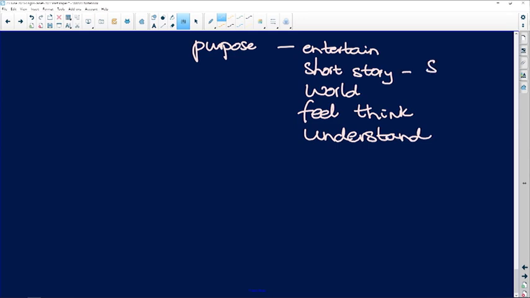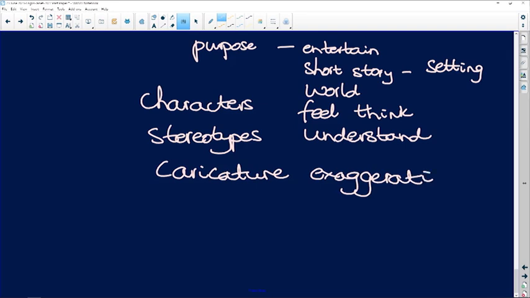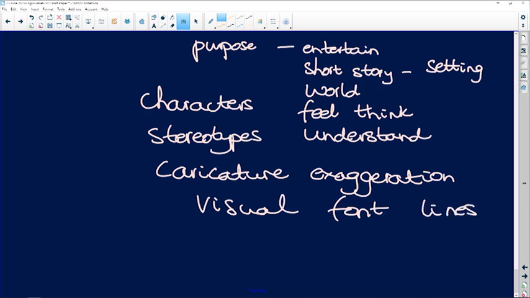If it's a short story, please look at aspects of the short story like setting. Look at the characters in the way that you would look at the characters in a short story. Look at stereotypes, people who represent a typical kind of person. Look at caricature, which is exaggeration. So the mother is caricatured, going, Mama's coming. Look at all the visual aspects we've talked about, like font and lines.